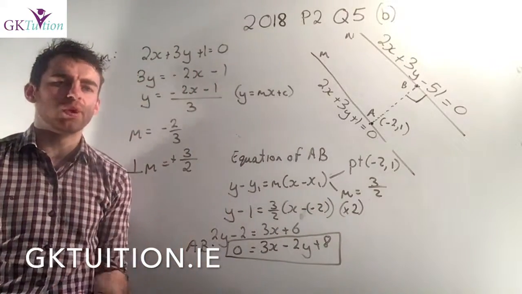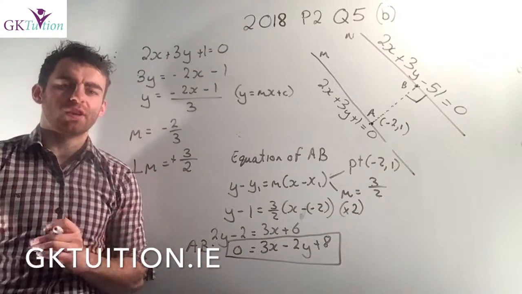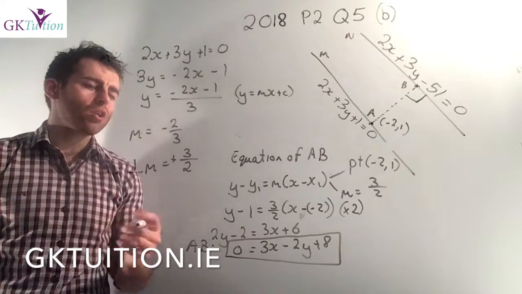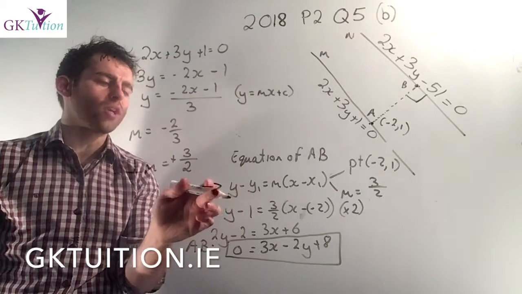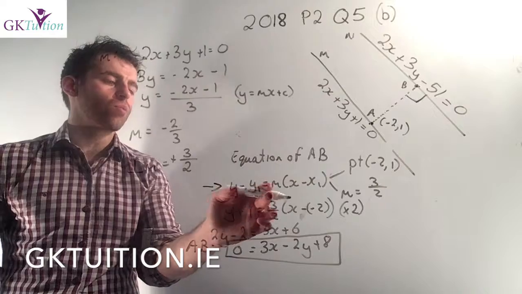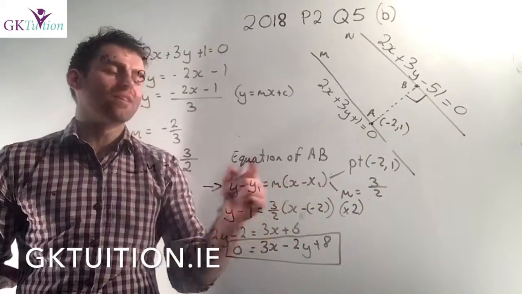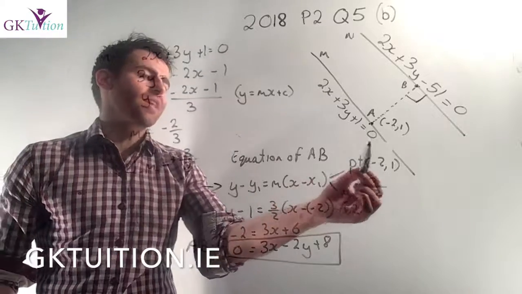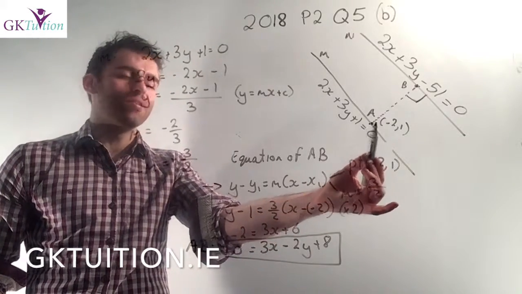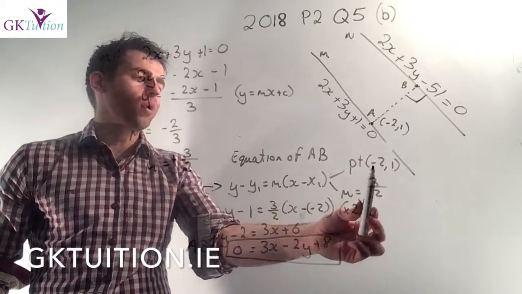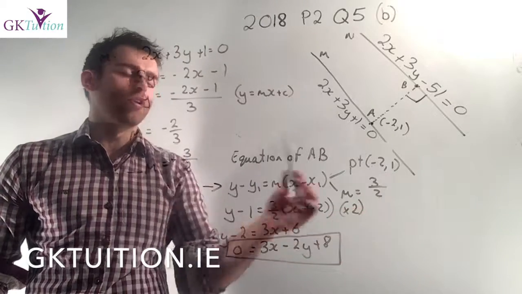What I've done on the board here is I found the equation of the line AB. You should recognize that in order to find the equation of a line, you should use y minus y1 equals m times x minus x1. So you need one point and you need the slope. The point in this case is the coordinates of A, which we've used at the start of the question. I know a point on the line AB is minus 2, 1.